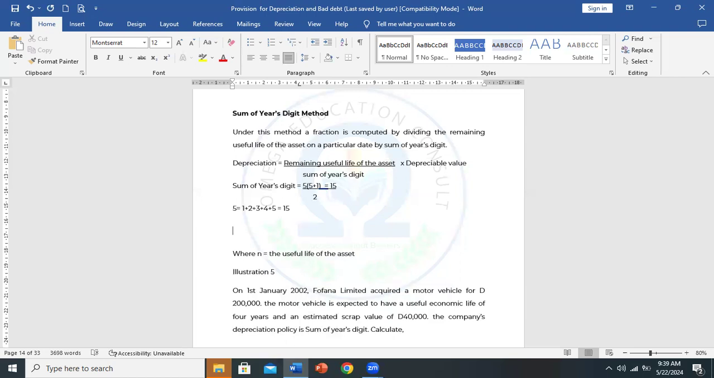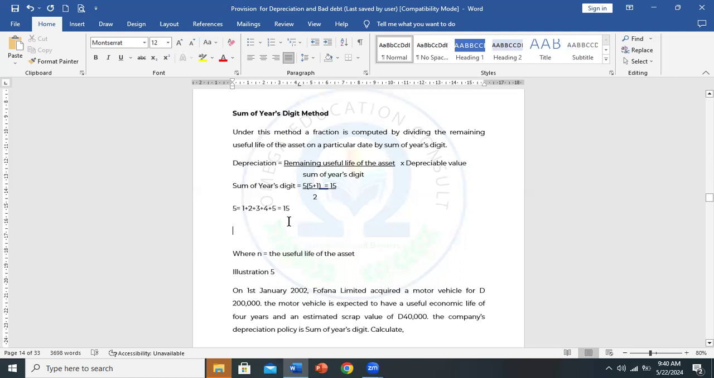Sir, please, sorry, I'm a bit lost with the sum of years digit. Can you please go back? Okay. So I'm saying that for the sum of years, listen to the name, sum of years. Sum means add the years. So if the useful life of the asset is 5 years, it means add year 1 to year 2 to year 3, year 4, year 5. So if the useful life is 5 years, 1 plus 2 plus 3 plus 4 plus 5, you get what? 15, right?